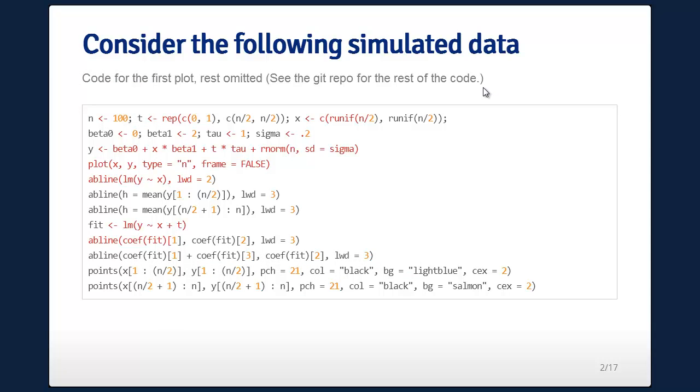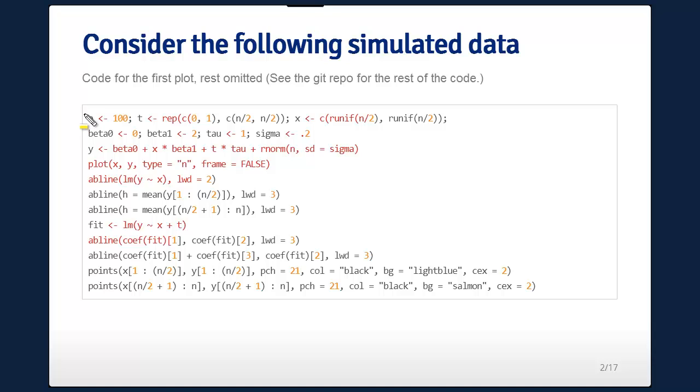So in this class, I'm going to just go through some simulated data and show you examples of adjustment, what adjustment is accomplishing, and what kinds of things can happen. I'm going to use simulated data so that we know the truth.